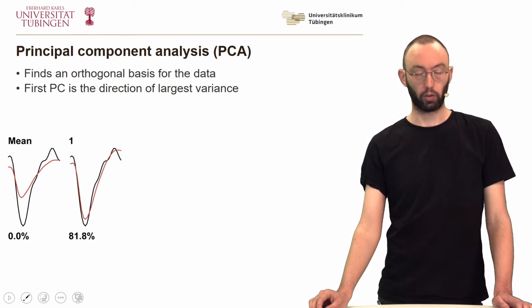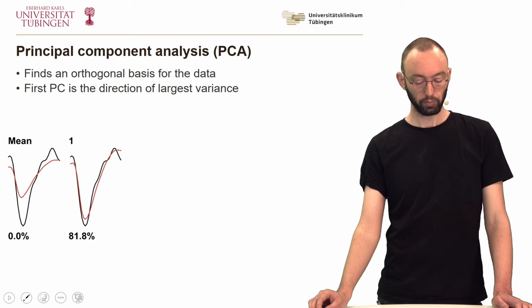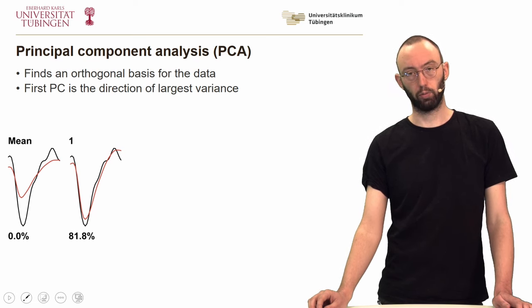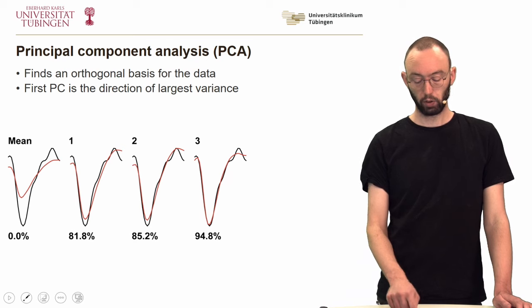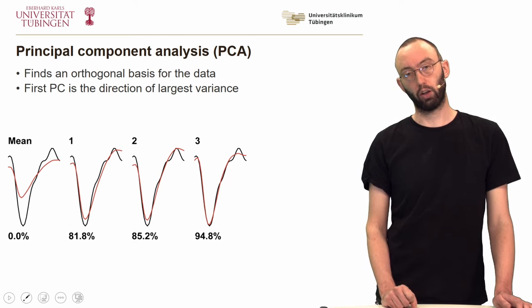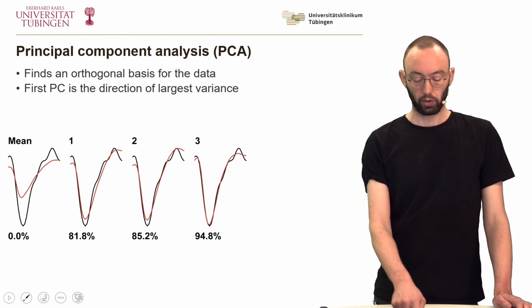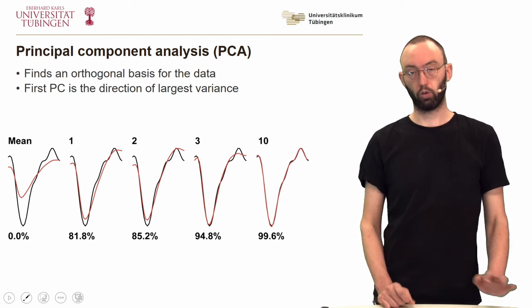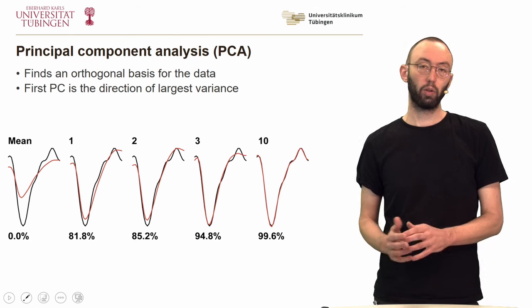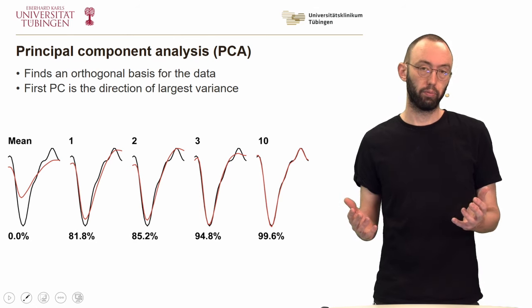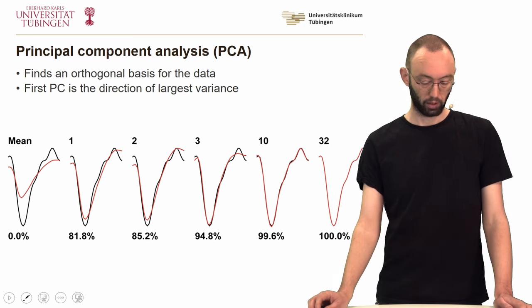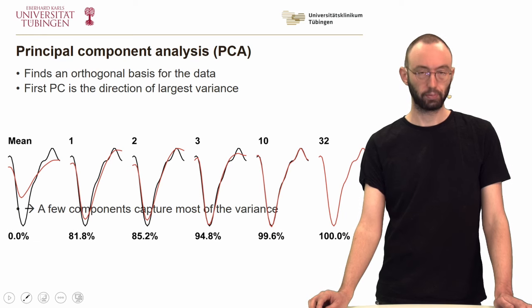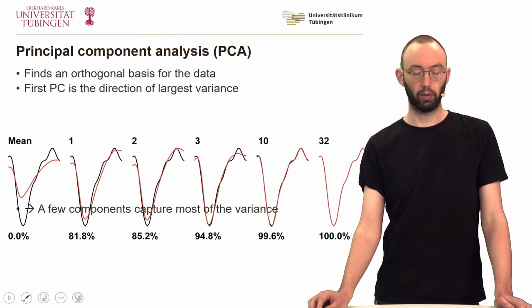So if we reconstruct our spike waveforms using different amounts of principal components, we can see that if we use, let's say, 3 principal components, we can already reconstruct about 95% of the variance in our data. All the tiny additional wiggles that are captured in the higher principal components, we can also think of as noise. Maybe there are some recording artifacts in there that get filtered out. So a few components in our case should actually be fine to capture most of the variance.